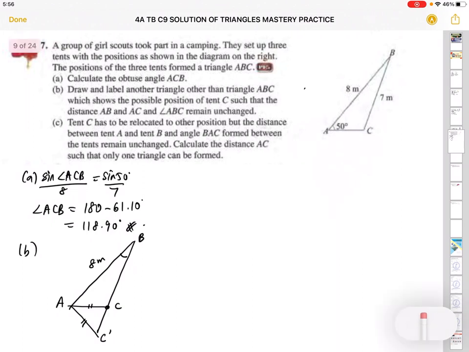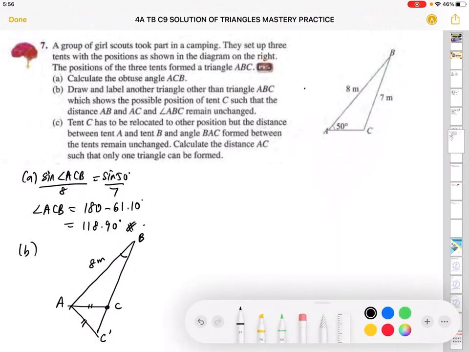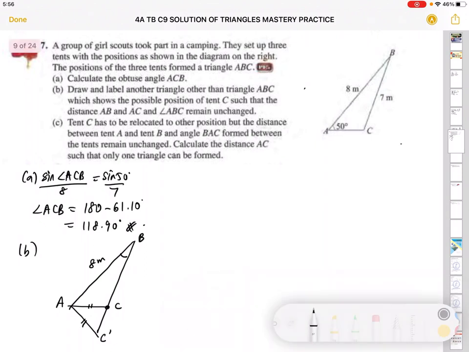You are given that C has to be relocated to another position, but the distance between A and B, AB, remains the same. Angle BAC, this angle 50, remains the same. You're calculating the length, distance AC, such that only one triangle can be formed. Okay, so let's say I want to maintain this shape. It's a very interesting question.